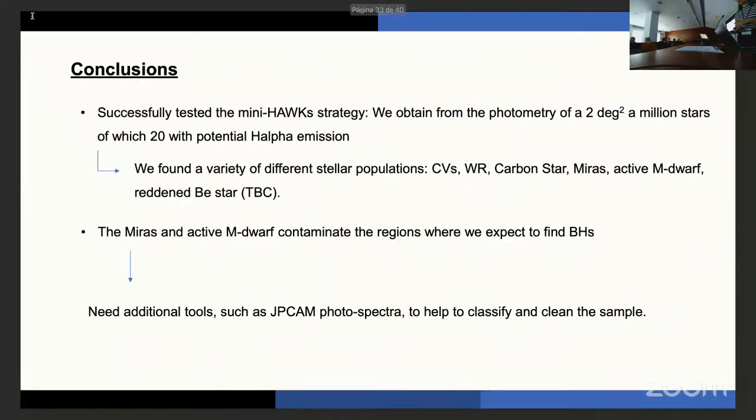And finally, to conclude, we successfully tested the mini-survey strategy. We obtained from photometry of 2 square degrees a million stars, of which 20 are potential H-alpha emitters. We found a variety of different stellar populations like cataclysmic variables, Wolf-Rayet, carbon star, Miras, active M dwarfs and Be stars. We found a result that we didn't expect, that the Miras and active M dwarfs contaminate the region where we expect to find black holes. So we need additional tools such as J-PAS with the photospectra to help classify and clean our sample. And that's all. Thank you.